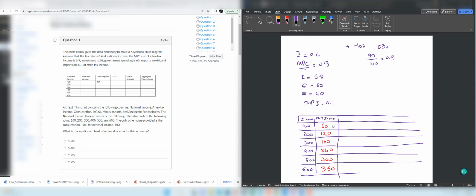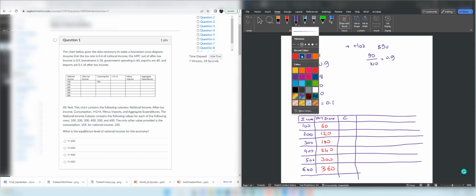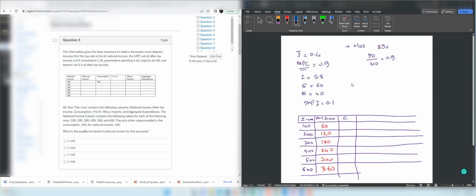Now let's continue with the consumption column. Here we have the consumption, C. And we have one value here, which is 104. This is important. Why? Because the consumption function is composed of two parts. The first one is autonomous consumption. That means you spend no matter whether you have income or not. That's like basic needs to survive.